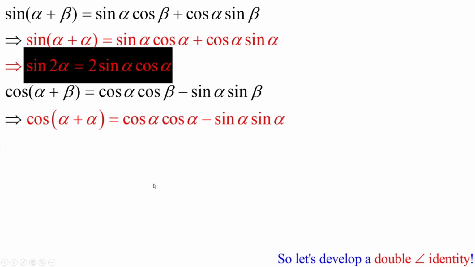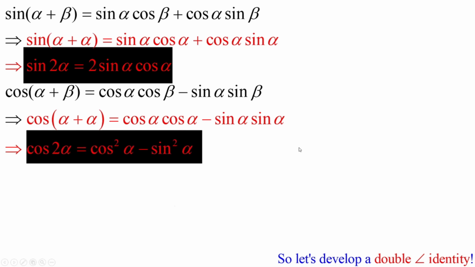All right, now let's simplify this. Cosine of alpha plus alpha, I'm going to write as cosine of 2 alpha. And cosine of alpha times cosine of alpha is cos squared alpha, minus sine of alpha times sine of alpha, which is sine squared alpha. All right? And you have your identity now for cosine of 2 alpha.